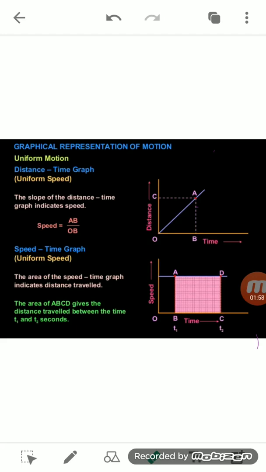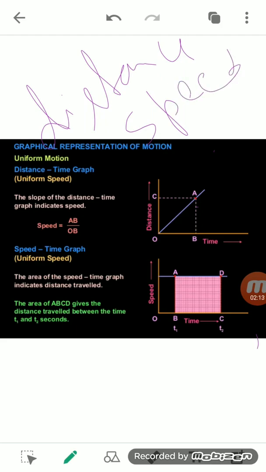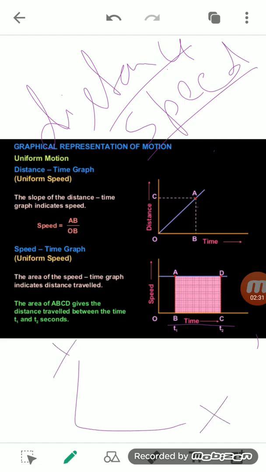Okay, one more thing is that while studying the distance time graph or the speed time graph, in every graph the time is always taken along the x-axis. Okay, this time should be taken on the x-axis. So this is the x-axis and this is the y-axis. So this should be the time.